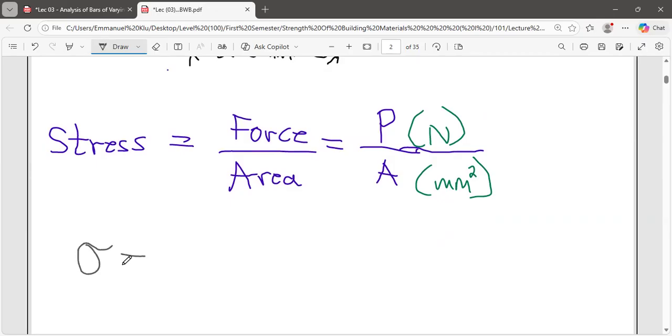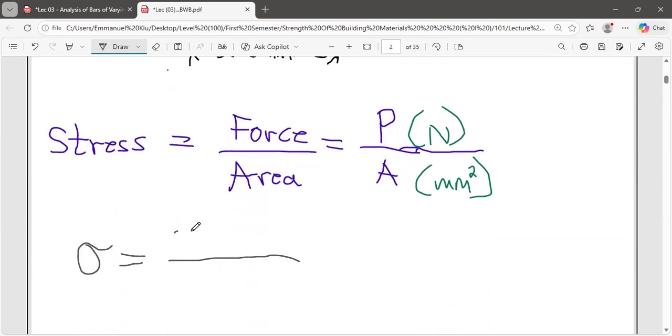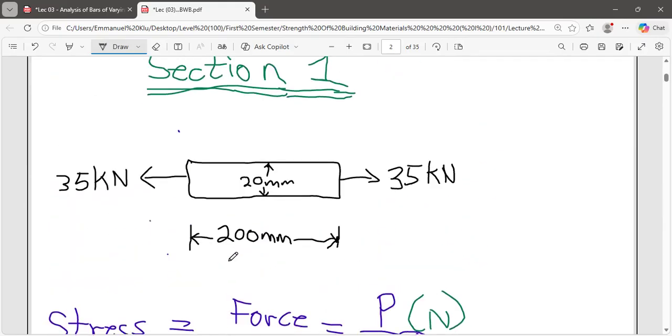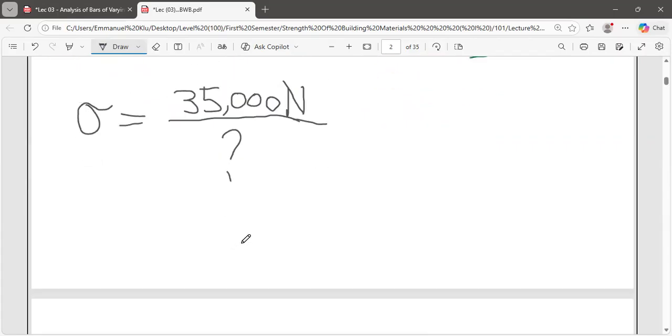So my stress finally is equal to, by substitution, the load over here, which is 35 kilonewtons. So I write 35,000 Newton, all over the area. But you realize that the area is unknown in this case. So we have to calculate the area before we can put it in. Let's find our area.